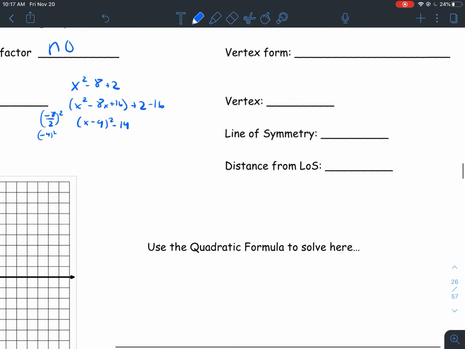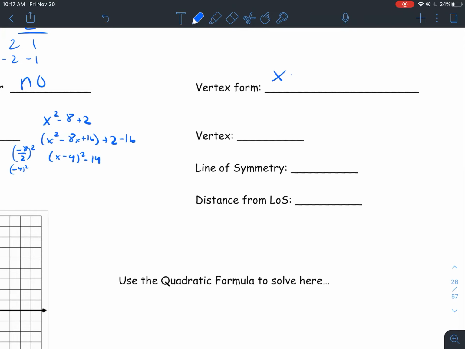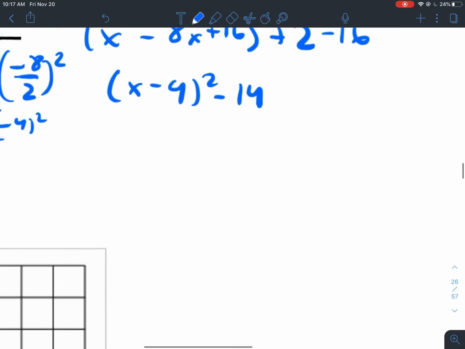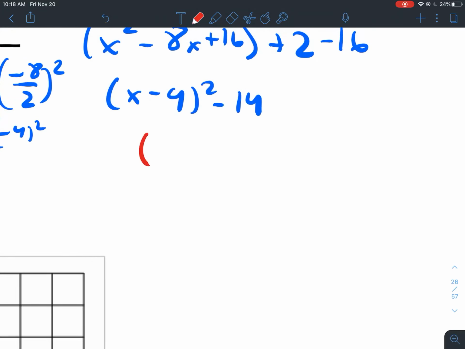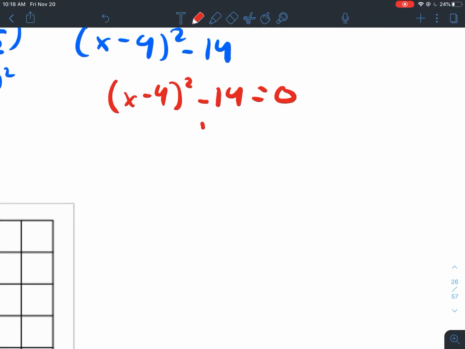So now we've completed the square. We got our vertex form, right? That's our x minus 4 squared minus 14. So now we're going to solve by completing the square. I'm going to do that in red. Okay, so to solve by completing the square when you are in vertex form, you set it equal to 0 and solve. So you're going to get plus 14.